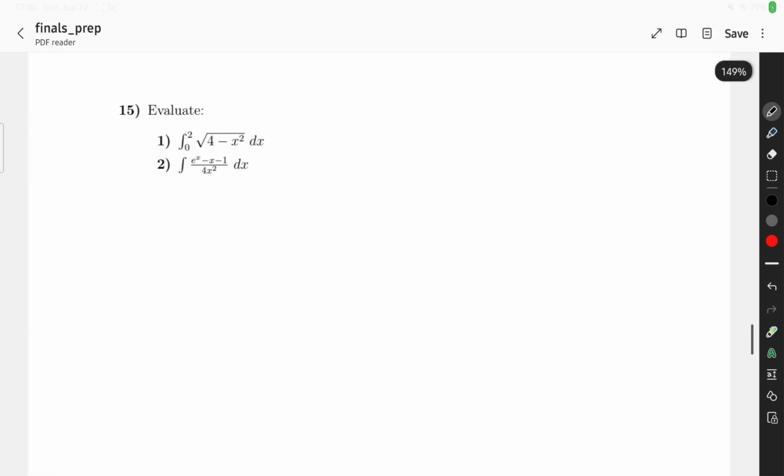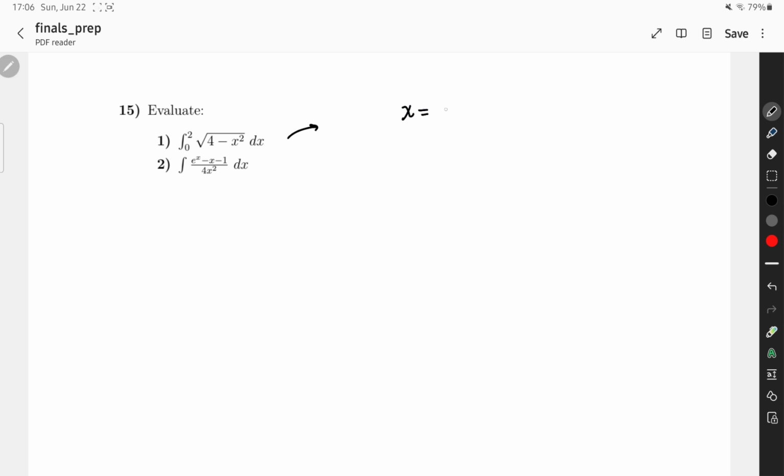There are more integration questions. You can think of some sort of a substitution for the first one, of course. The first one looks like it can use a sine theta substitution.